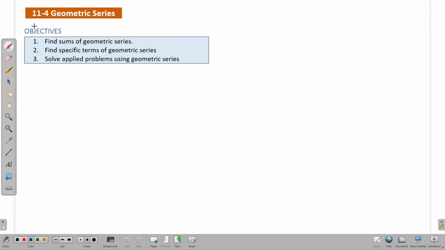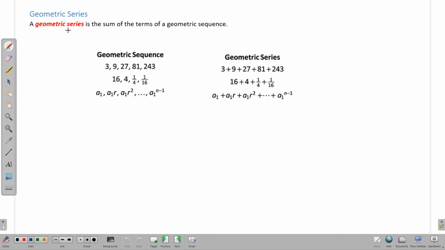This video will cover section 11.4, geometric series. We have three objectives. We will find the sums of geometric series. We will then use that same formula to solve for specific terms of a geometric series, and then we'll finish with application problems. So let's start by defining a geometric series.